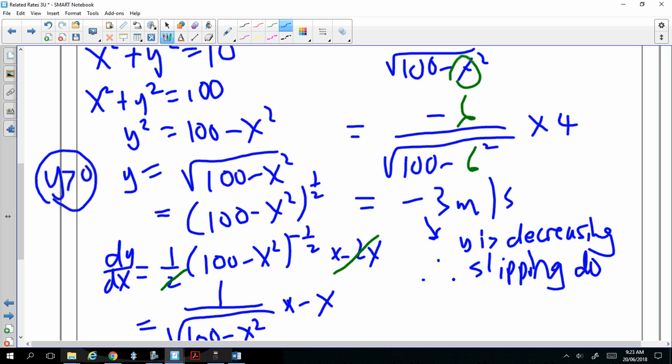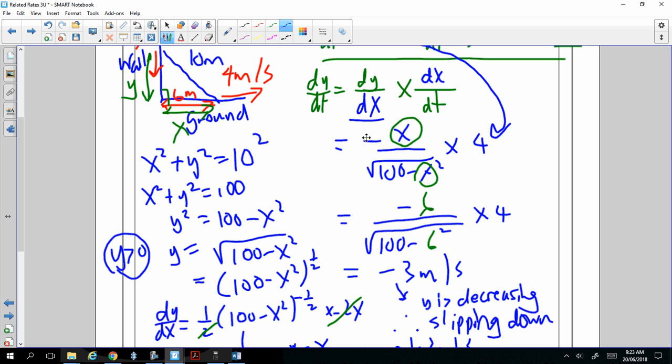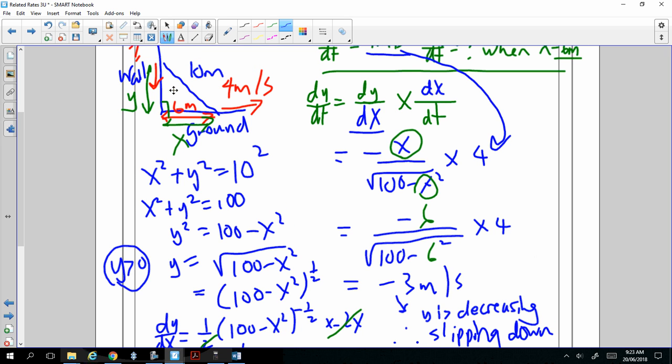Sometimes it sounds a bit counterintuitive that this thing is moving at 4 meters per second, but this thing is moving a bit slower, isn't it? At 3 meters per second. So even though they're sort of connected, it's falling a bit slower than you are falling away. Anyway, that's a question. Okay, good.